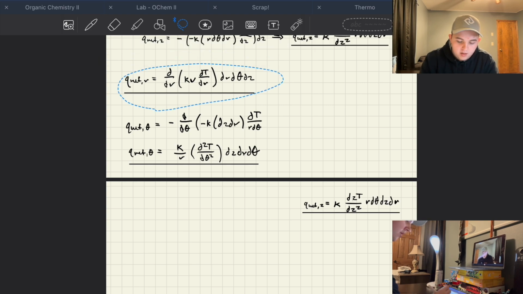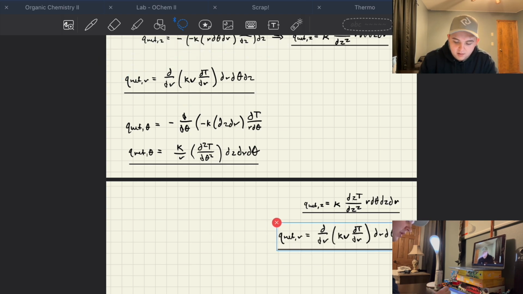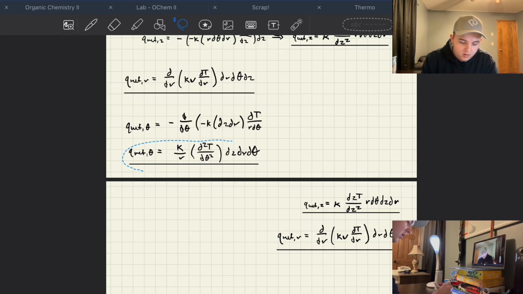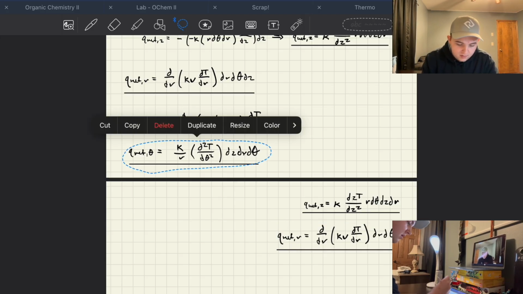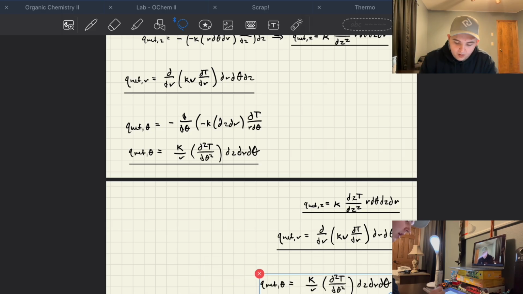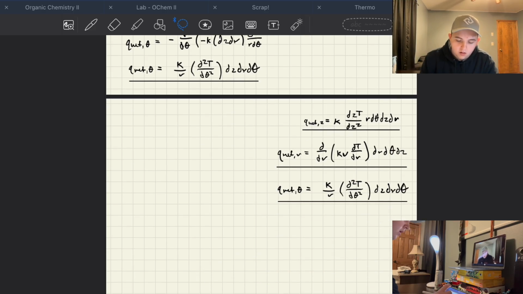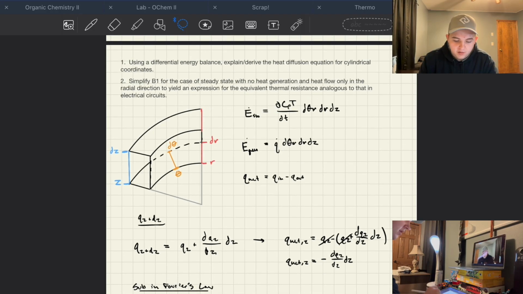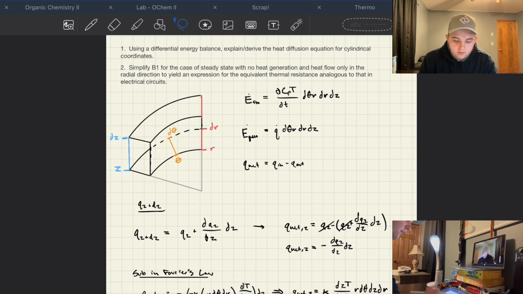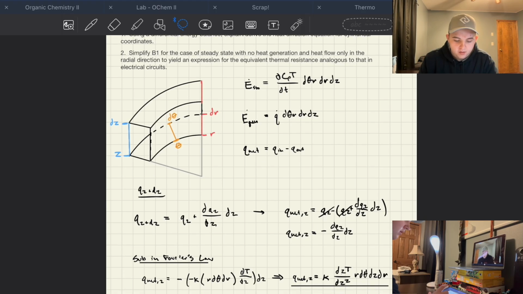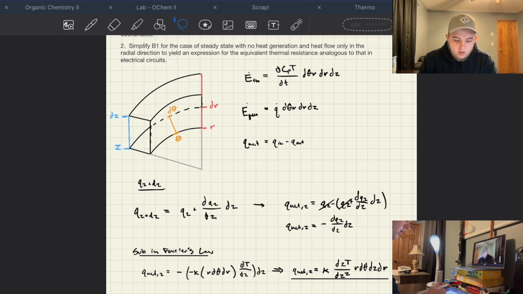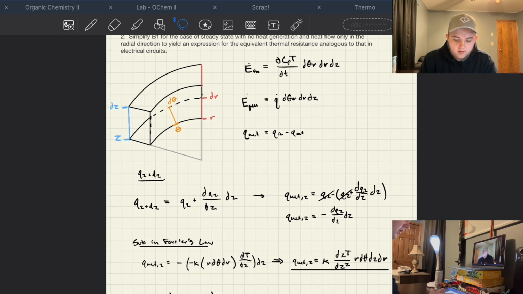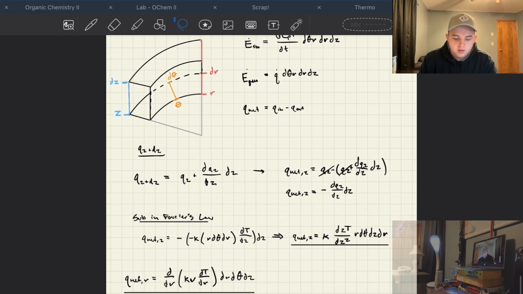But what we're going to do now is just add these equations into our energy balance, just so we can get the whole derivation, and then we'll start working on part 2 using our thermal resistance and electrical equations.